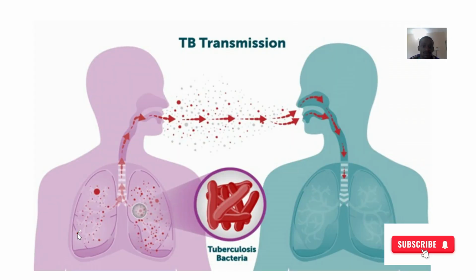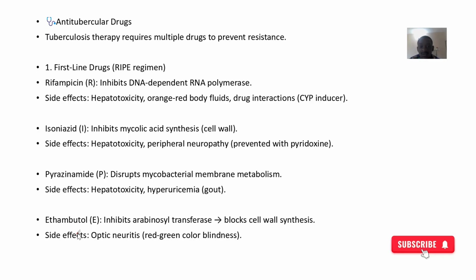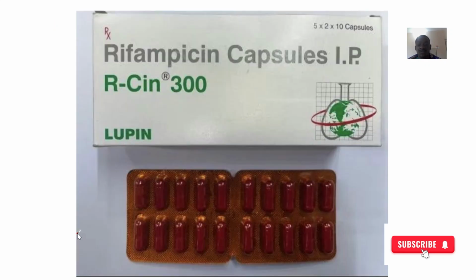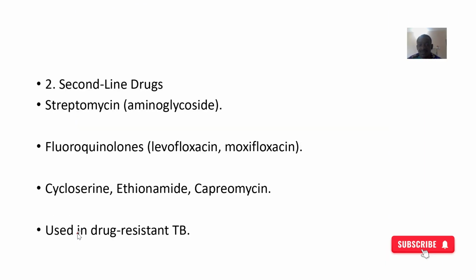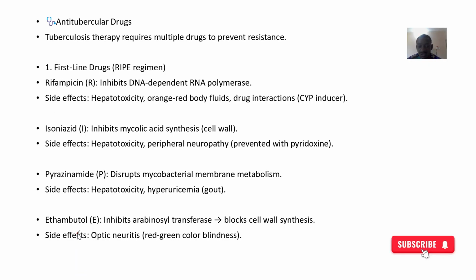Then for the antitubercular drugs now, they are just drugs used in treating infections specifically caused by the tuberculosis bacteria. Mycobacterium leprae, then the other one that causes the main tuberculosis. So we have drugs like rifampicin, isoniazid, pyrazinamide, and we have drugs like ethambutol.